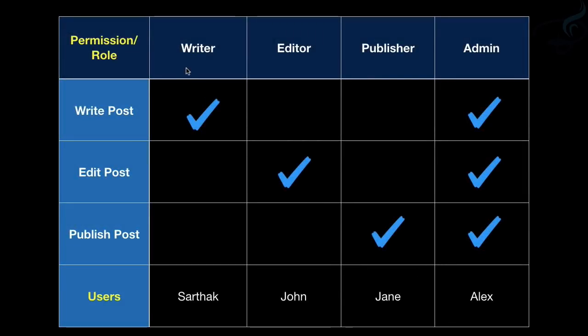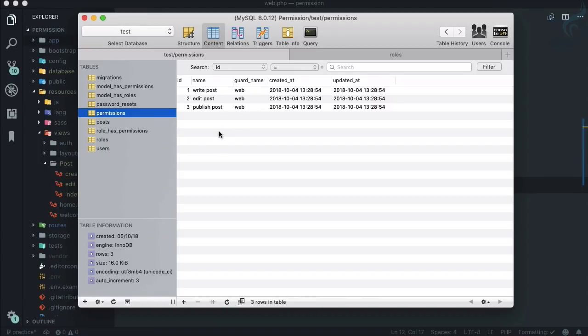Okay, so as I have told you, I have roles here, which are writer, editor, publisher, admin. I have permissions here: write post, edit post, publish post. Then I have users: Sarthak, Jean, John and Alex. Because Alex is an admin, he can do anything: write post, edit post, publish post, anything. But Jean is just a publisher, so she can only publish the post. Likewise, John is just an editor, so he can edit the post, and Sarthak is a writer, so he can just write posts. If you are getting this, yeah, these relationships are already there in our database.